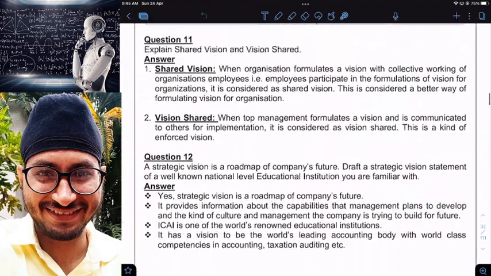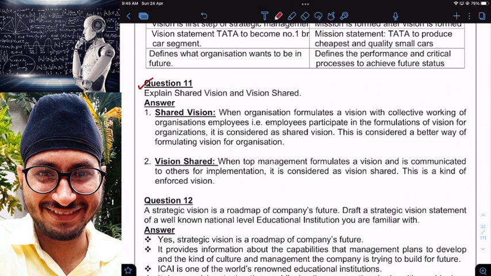So this concept of shared vision, the concept of shared vision and vision shared, we have discussed. Question number 11. Remember, chapter number 8 only, today only I explained.